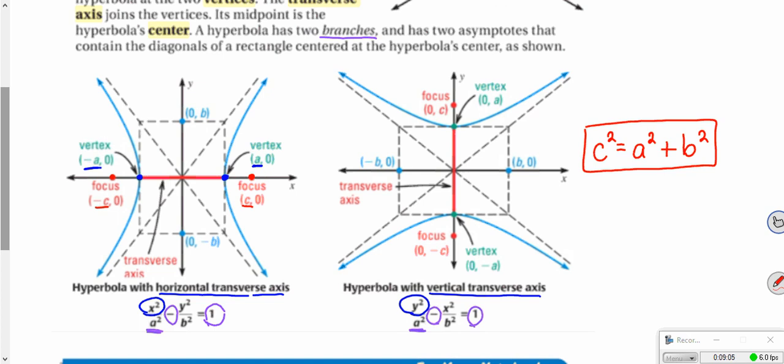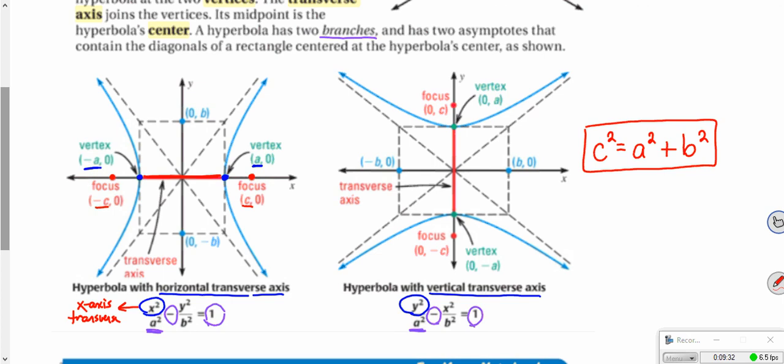Now, I don't know if you can see me trace the red over the red. This right here is your transverse axis. It's horizontal because this started with x. So your x-axis is the transverse axis. Can't hardly read my writing there.